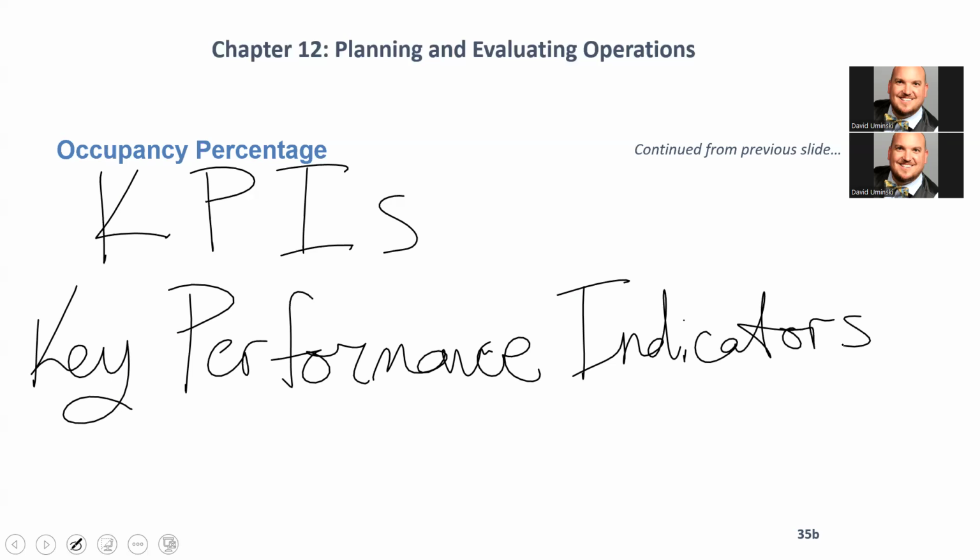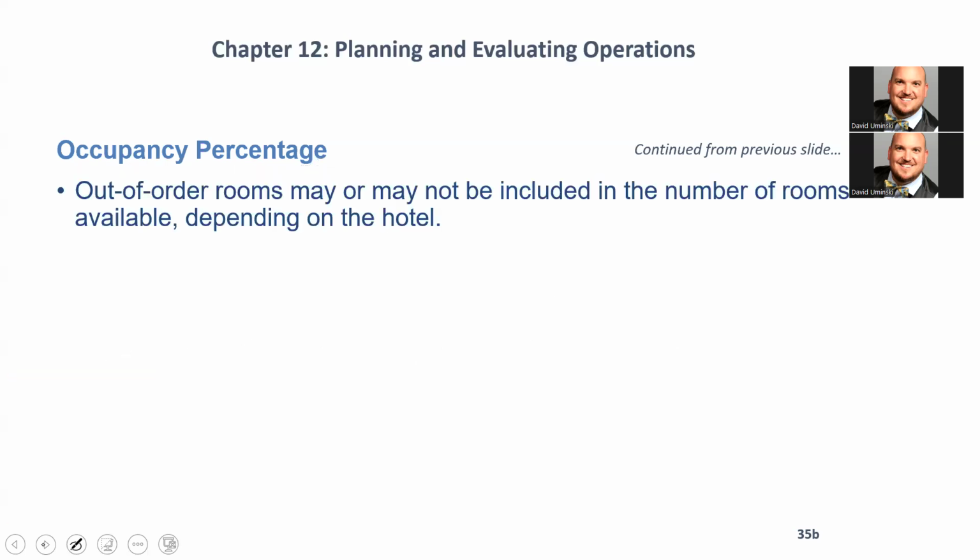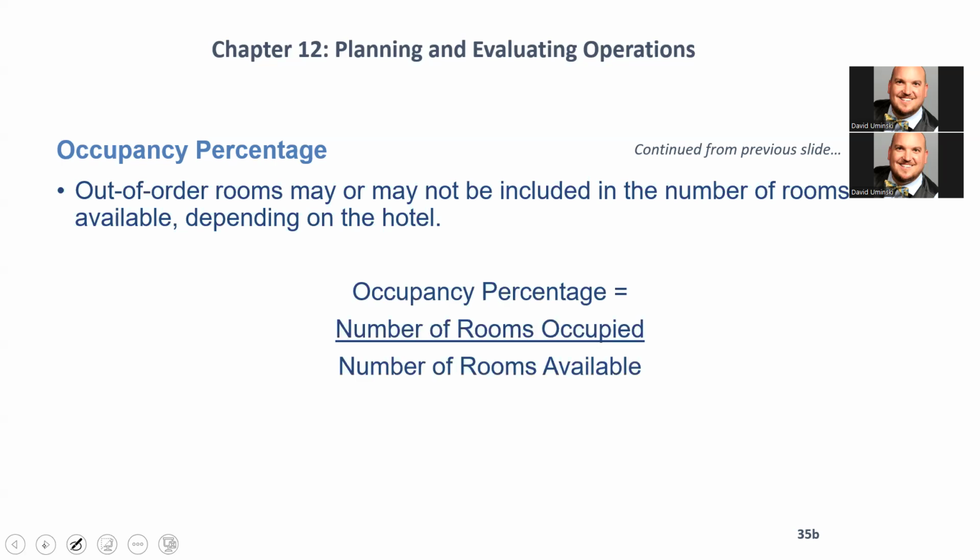Okay. The first one is our occupancy percentage. Our occupancy percentage is basically the number of rooms that are occupied divided by the number of rooms that we have available. So how many rooms did we have available in that last example? For the whole hotel, how many rooms are available? 500, right? That's the number of rooms we have in the hotel.